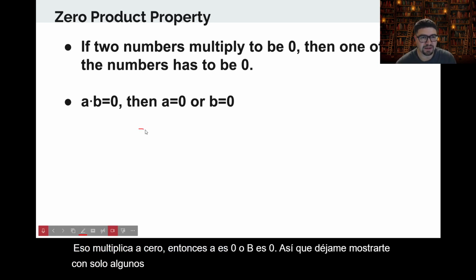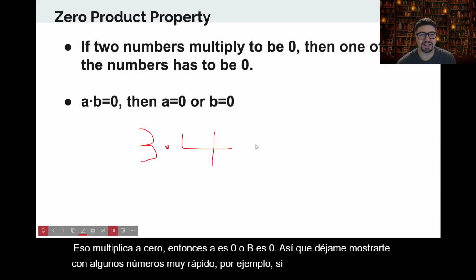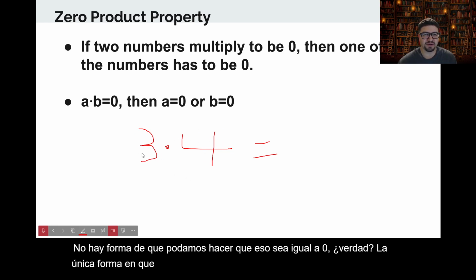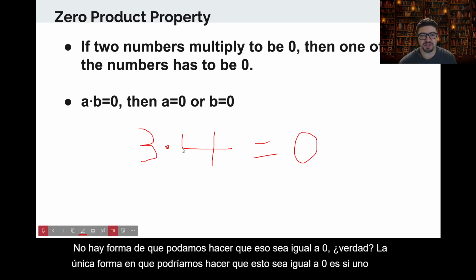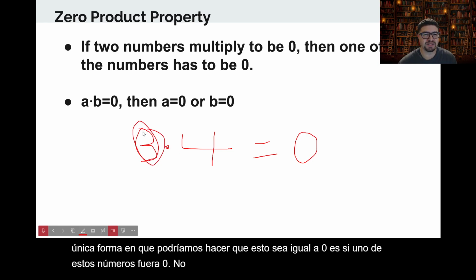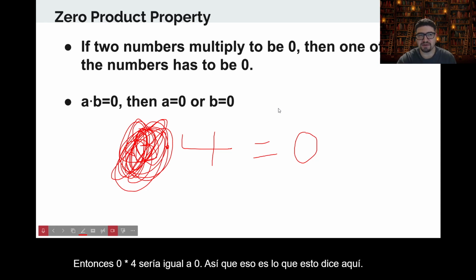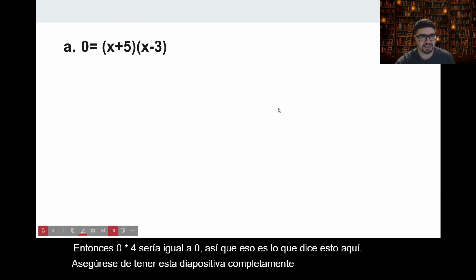For example, if you had 3 times 4, there is no way that we can get that to equal 0, right? The only way we could get this to equal 0 is if one of these numbers was 0. Doesn't matter which one. But if we made that 3 a 0 instead, just like that, then 0 times 4 would equal 0. So that's what this says right here. Make sure you have this slide fully copied down. And then we're going to jump right into an example.